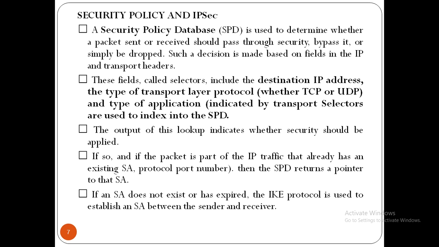So this is the very simple thing. There will be a security policy database. The selectors are used to check the fields from the IP as well as transport headers, and the lookup procedure can be done with the help of the selectors. If the packet is part of the IP traffic that is already covered under a security association, then the SPD returns a pointer to the security association. Otherwise we need to depend on the Internet Key Exchange protocol, that is, the use of cookies, etc., to believe that the other party is establishing a secure communication. So this is the security policy and the IPsec protocol with its continuation.